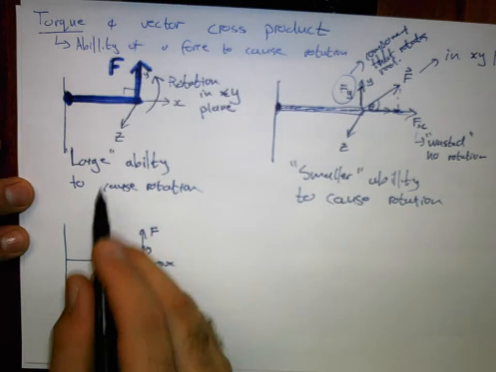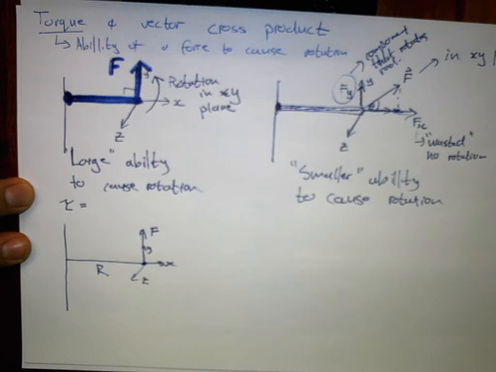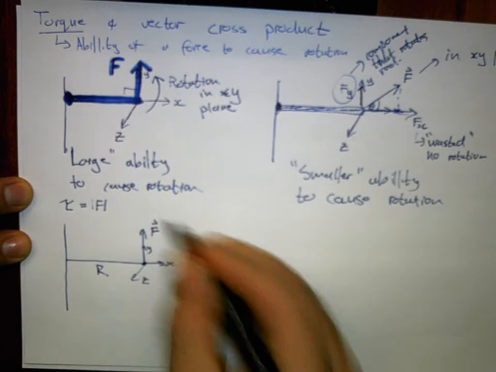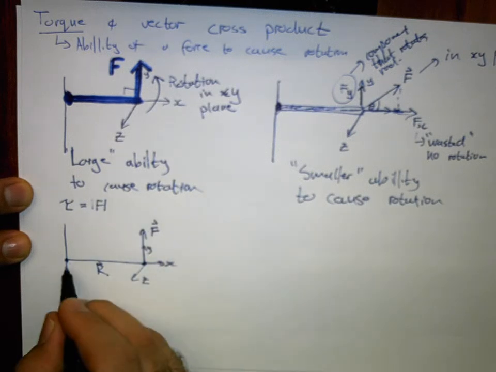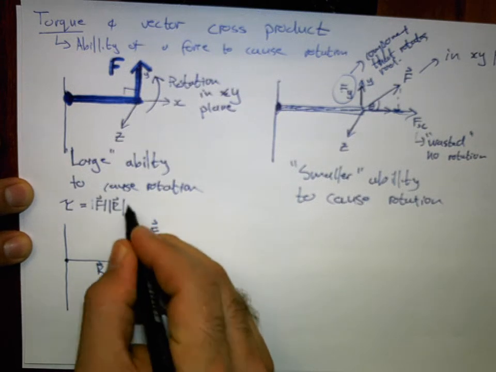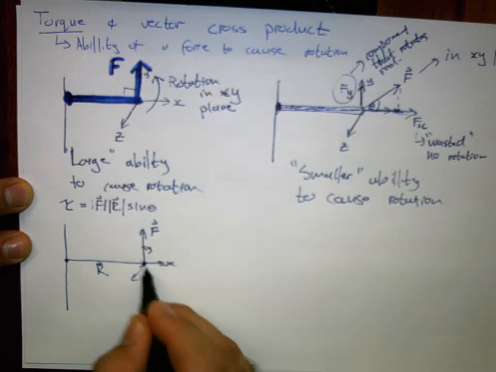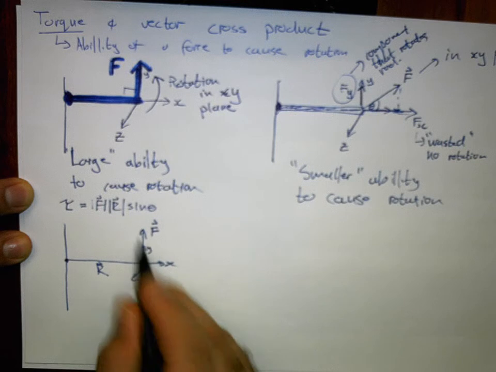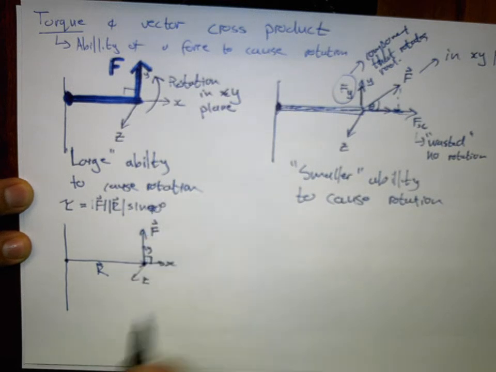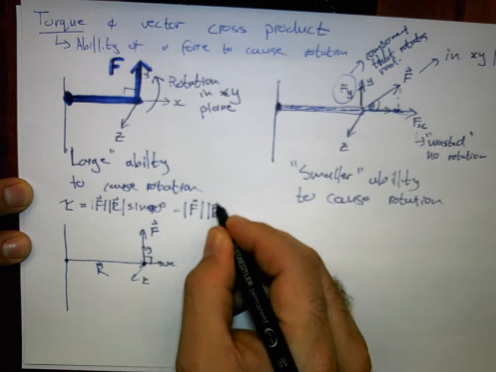So we said the ability to cause rotation, we call this the torque, and the mathematical expression we had for this is the magnitude of F, where F is a vector, times the magnitude of r, being the vector from the pivot point to the point of application of the force, times the sine of theta, where theta is the angle between the forward direction of r and the forward direction of F. So in this case, this will be 90 degrees. So this is just equal to the magnitude of the force times the magnitude of r.